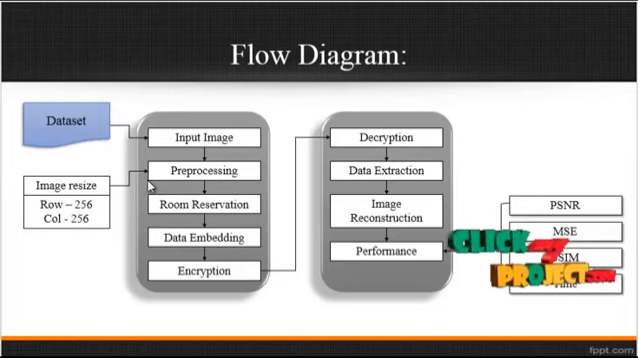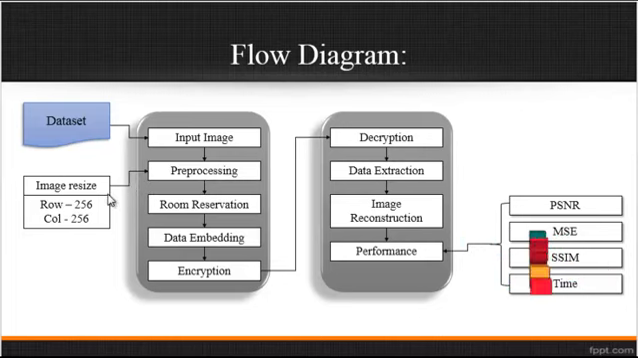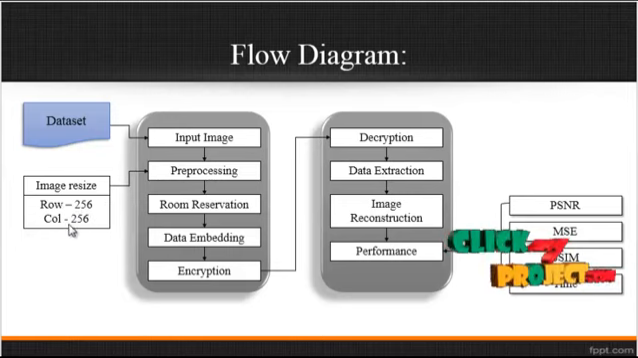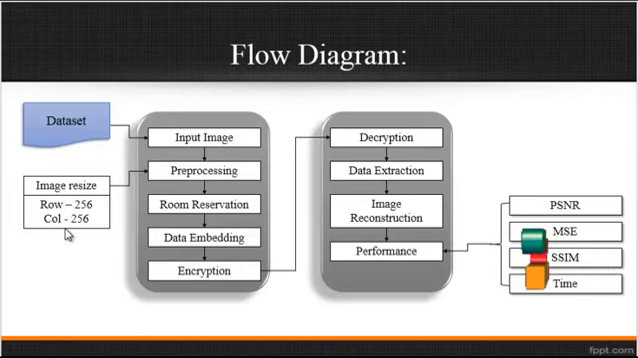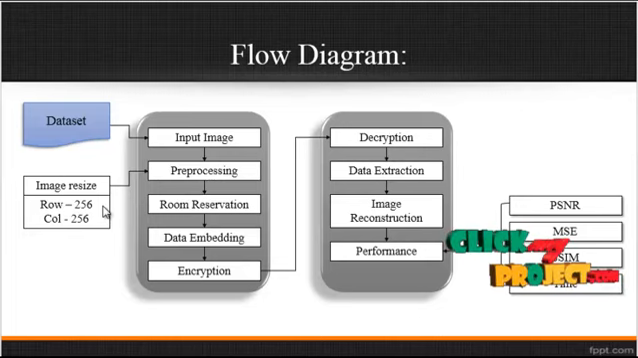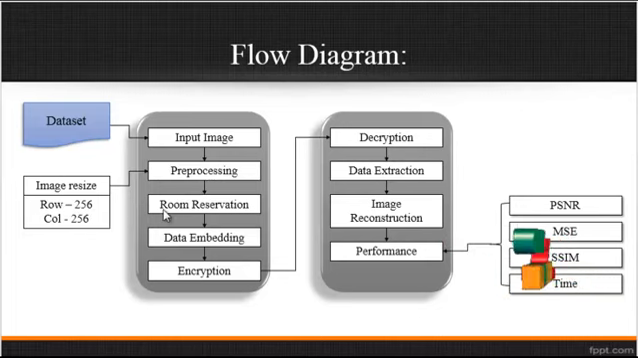In this pre-processing step, the image is resized using the number of rows equal to 256 and the number of columns equal to 256. Hence, 256 rows means the number of pixels row-wise is 256, and the number of pixels column-wise is 256. After the pre-processing, the room reservation is done. In this room reservation, the image is split into 4 patches.